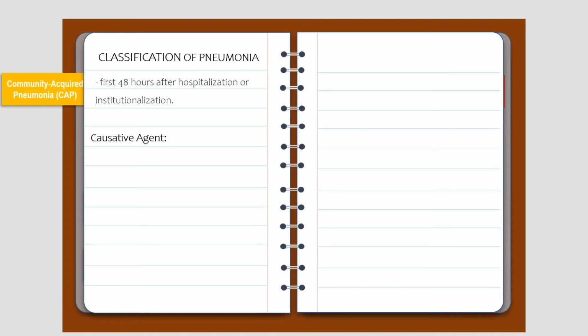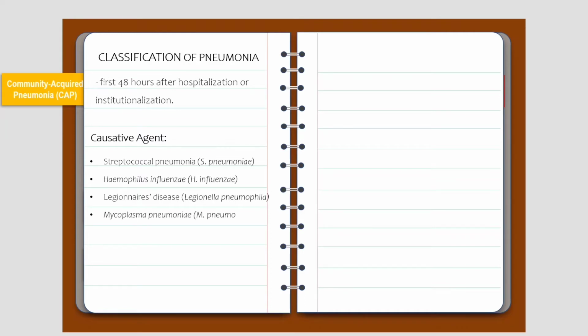The causative agents for community-acquired pneumonia that requires hospitalization are most frequently Streptococcus pneumoniae, Haemophilus influenzae, Legionnaires' disease, specifically Legionella pneumophila, Mycoplasma pneumoniae, viral pneumonia such as cytomegalovirus, herpes simplex virus, adenovirus, and respiratory syncytial virus. And lastly, chlamydial pneumonia, specifically Chlamydophila pneumoniae.